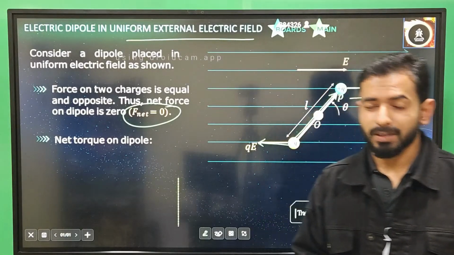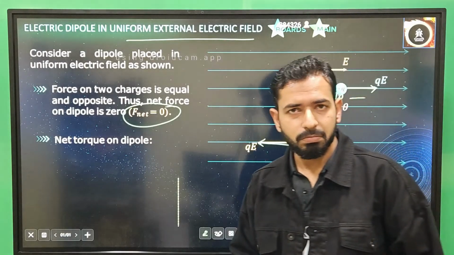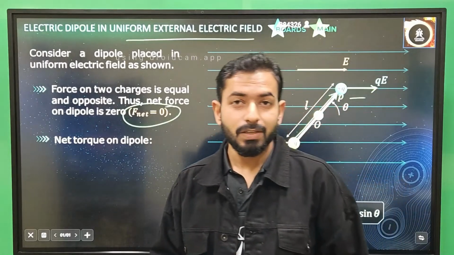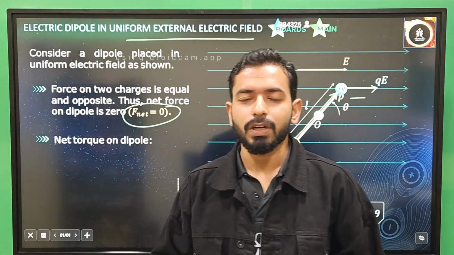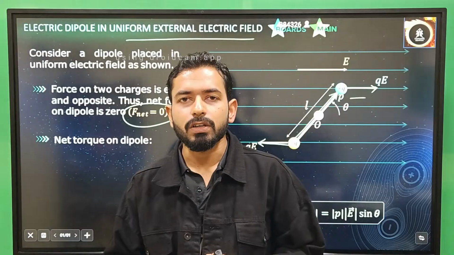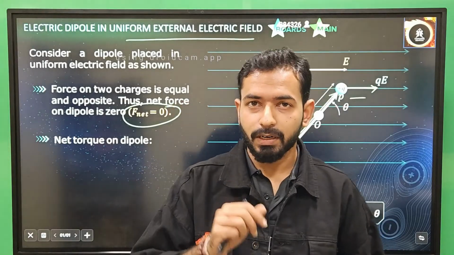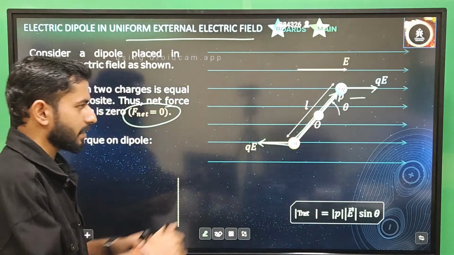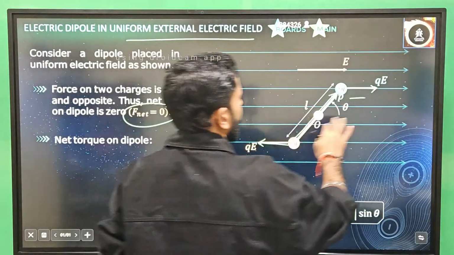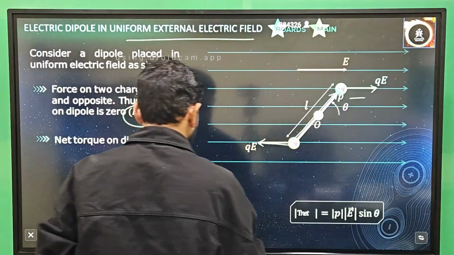What will be the net torque? Is net torque also equal to 0? No. Torque, where have you studied it, students? In rotation. And what is the formula of torque? r cross F is called torque, a cross product. Remember how to find the directions? Let's see how many of you remember. Now net force is equal to 0, that is very clear.